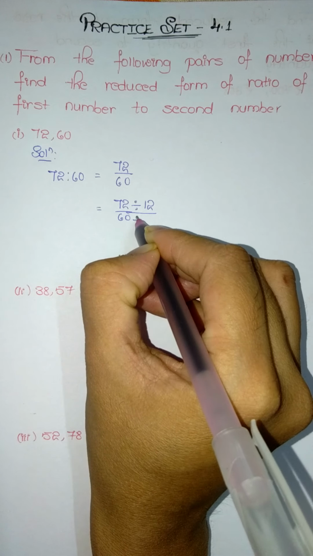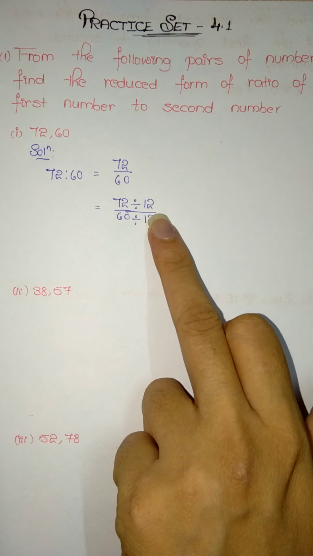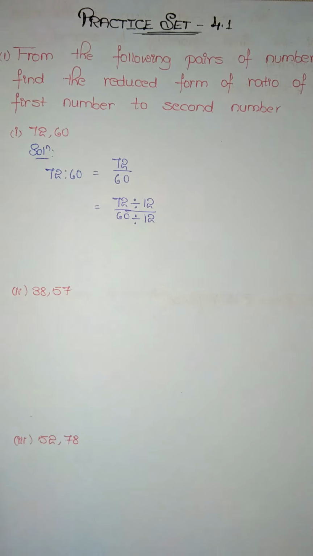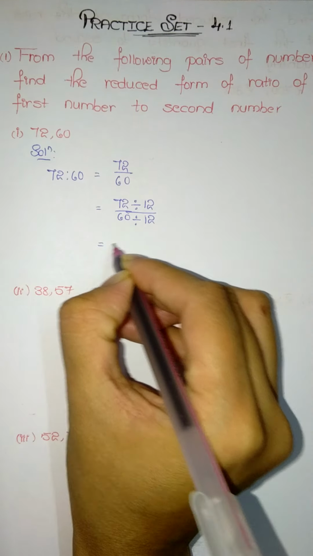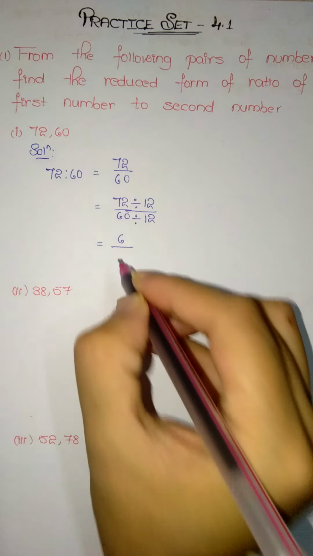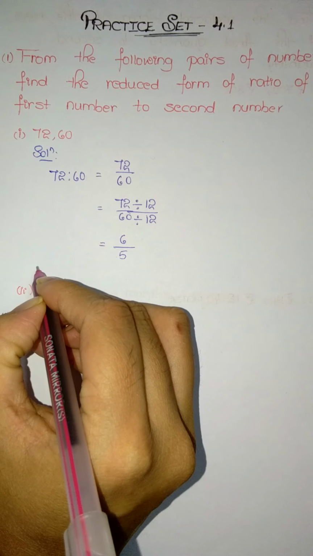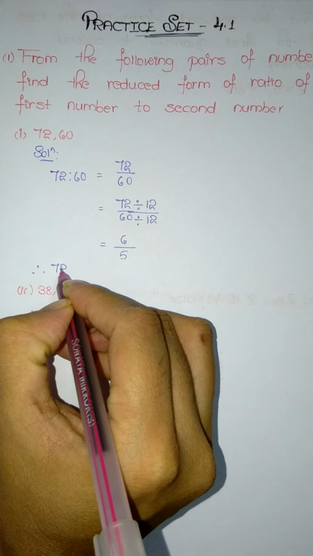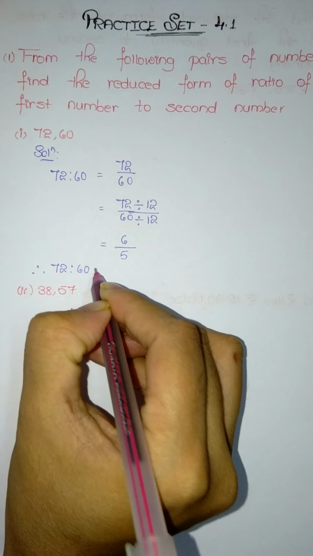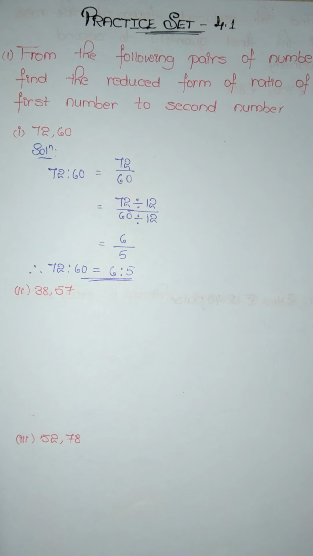So numerator and denominator are both divided by 12. 12 times what gives 72? 12 sixes are 72, so it gives 6, and 12 fives are 60, so 5. Therefore the answer is 72 by 60 equal to 6 by 5.